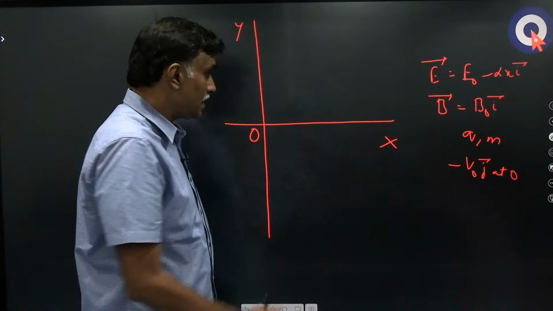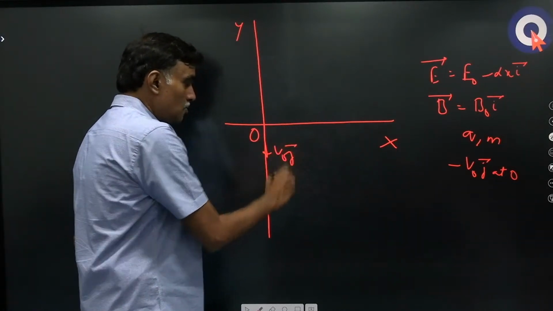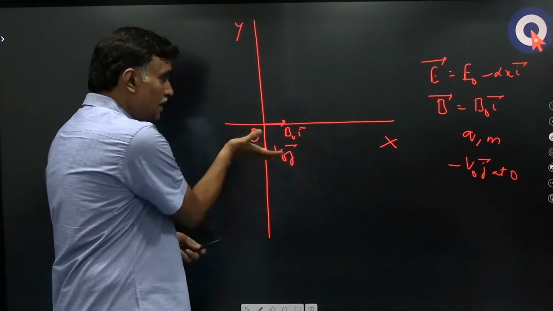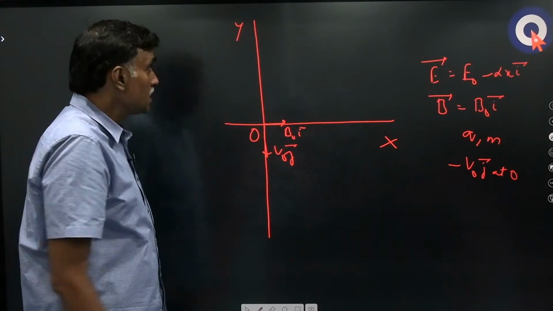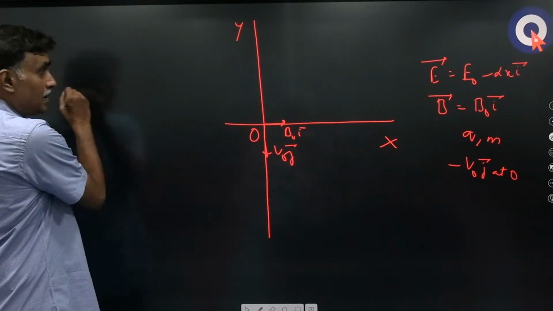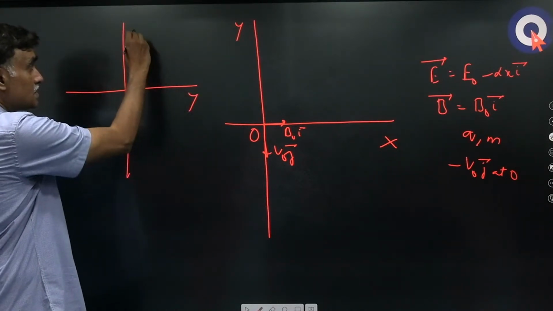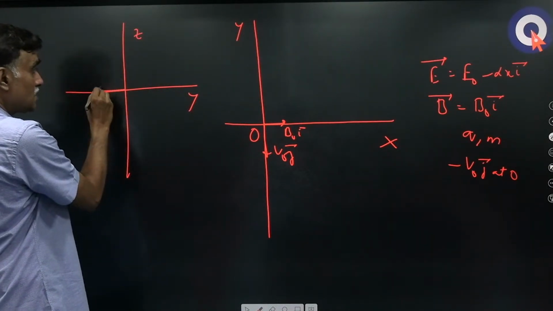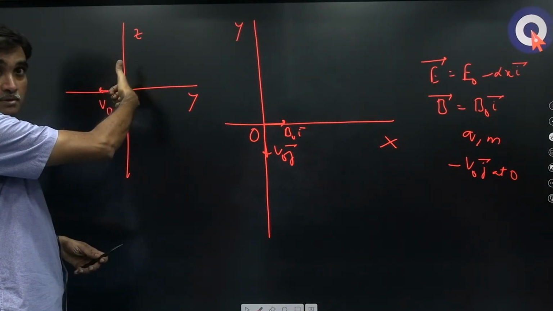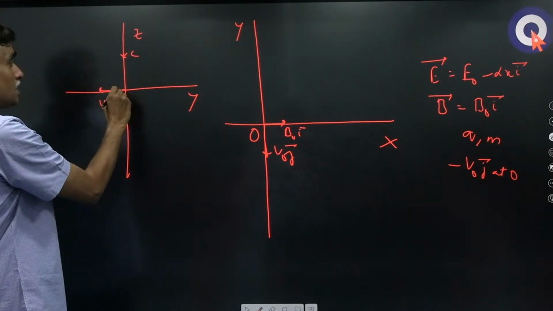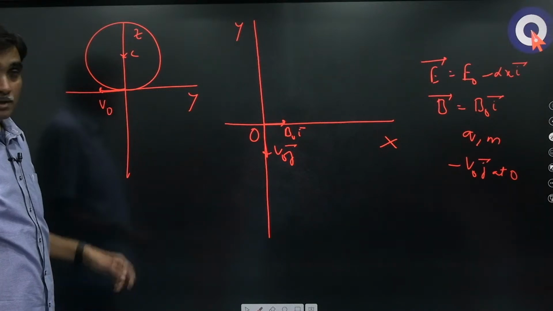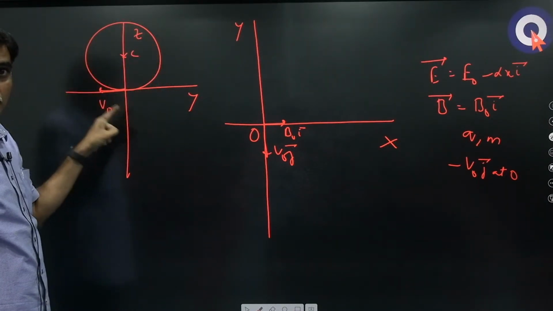Because of the magnetic field, the velocity is in this direction, and the magnetic field is in this direction, so the force due to the magnetic field is in this direction. So it will be moving in a circle in the YZ plane. If I draw the YZ plane here, this is the y axis, this is the z axis. The force is in this direction, so the center is somewhere here, and it will move in a circle like this and come back here.